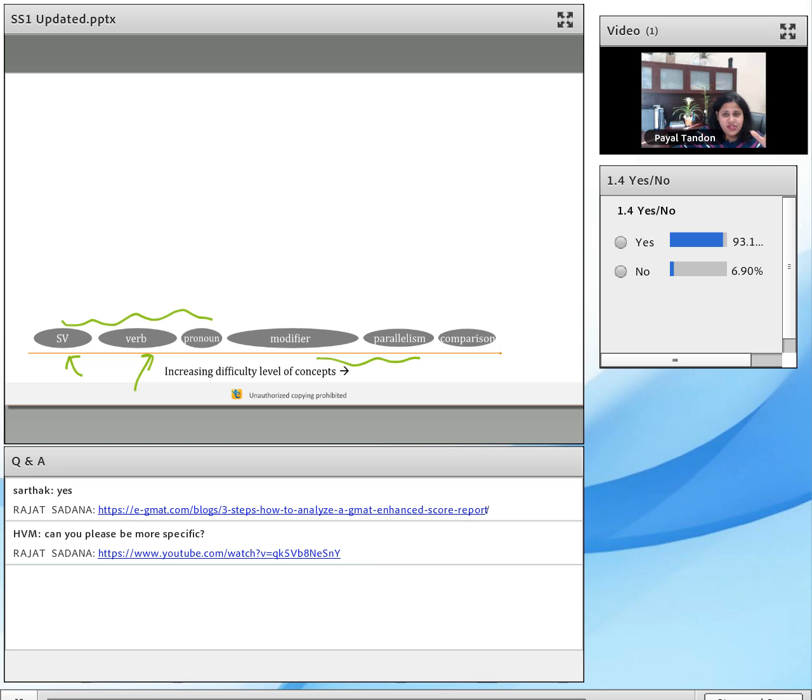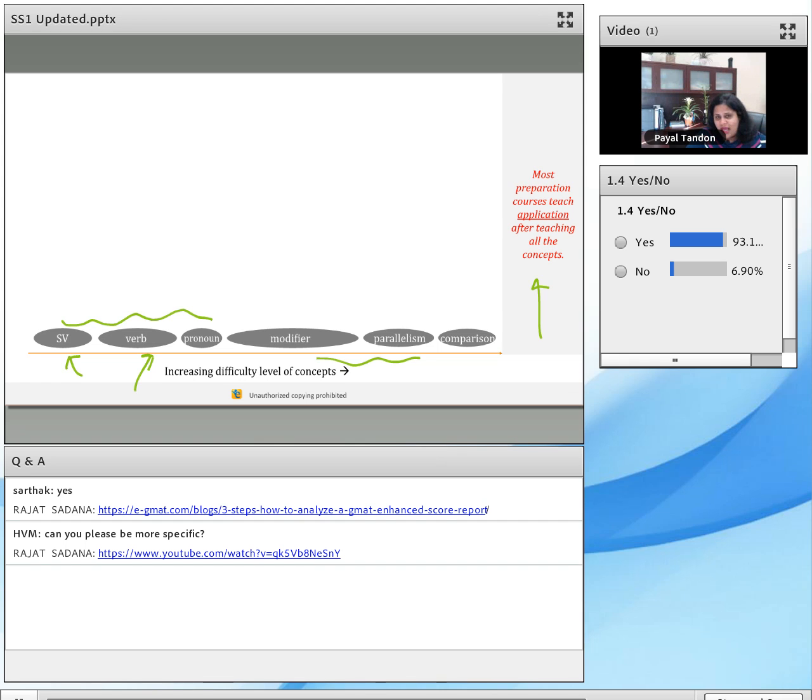And again, sentence correction is the only section in verbal that has a number of concepts. Critical reasoning, very few concepts. RC, even fewer concepts. Okay. Now, most students learn the concepts, they learn the rules pertaining to each and every concept, and then they basically start practicing full-length questions.